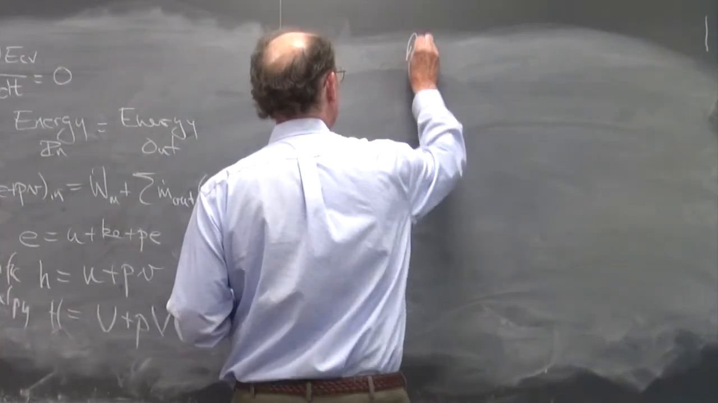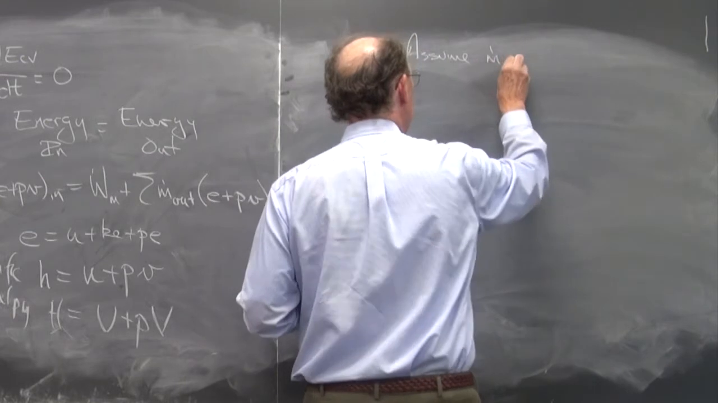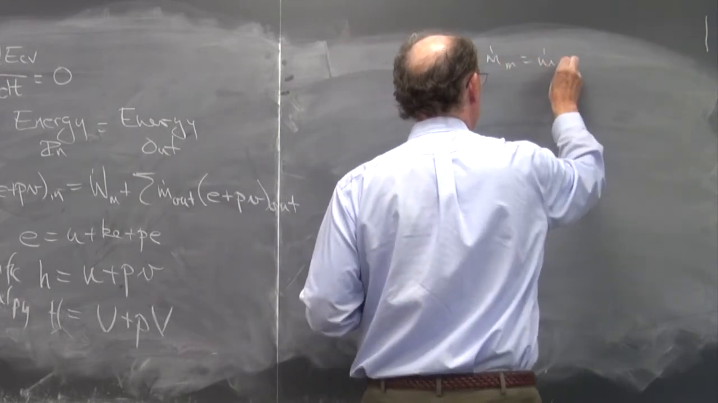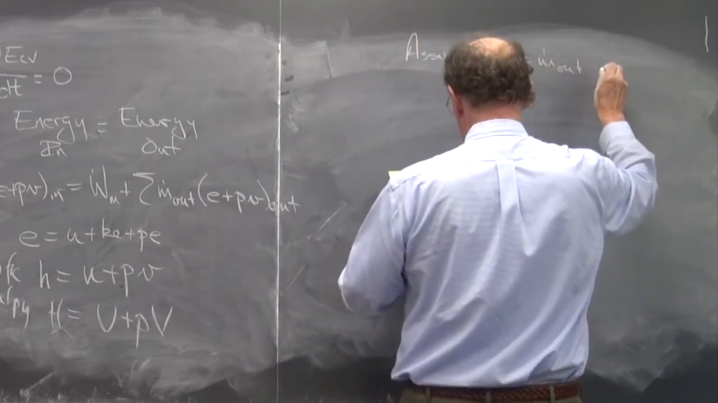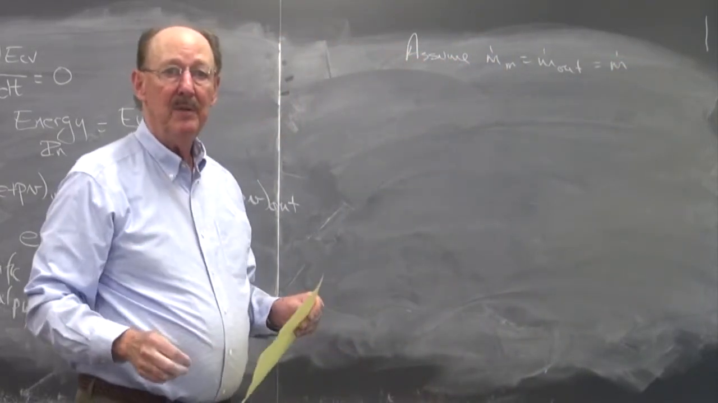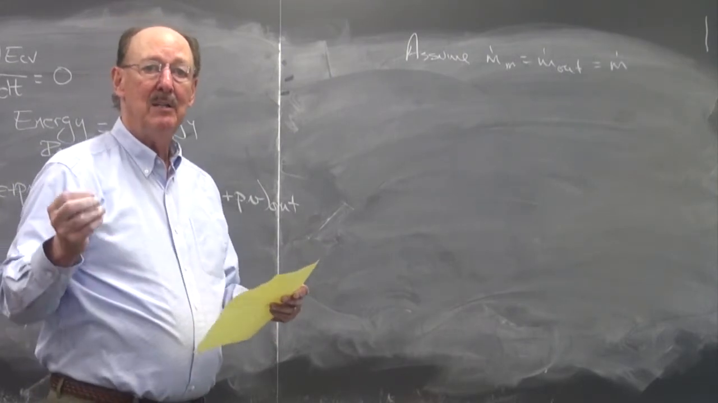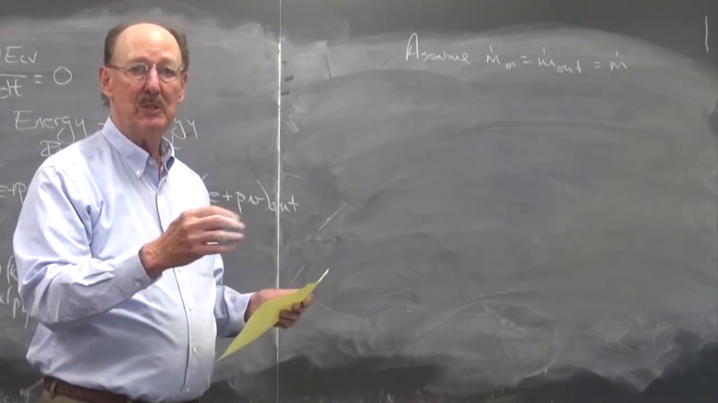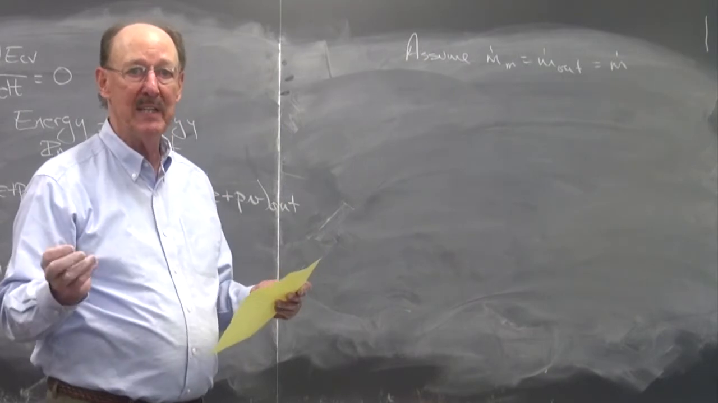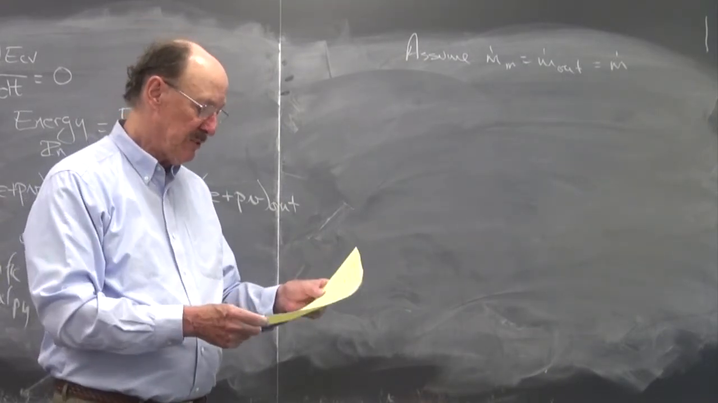So now let's assume m dot in equals m dot out equals m dot. So very often we have this situation where the fluid going in is the same as the fluid going out, and I don't have two things in and one thing out. And so we can write these two equations.